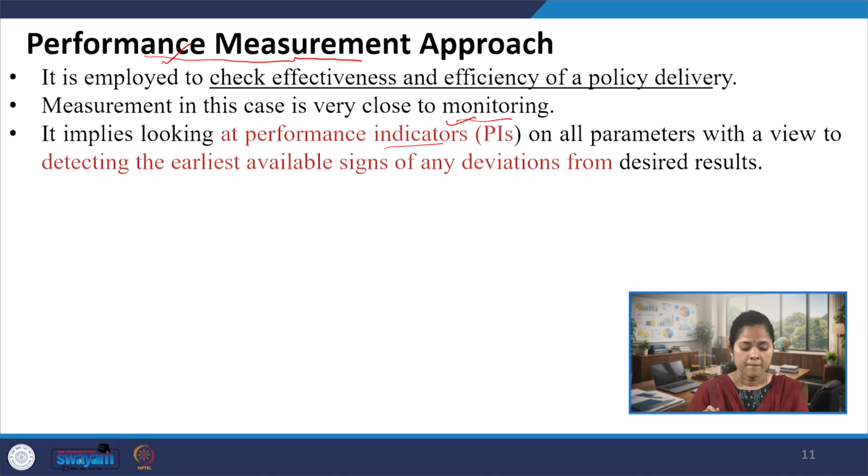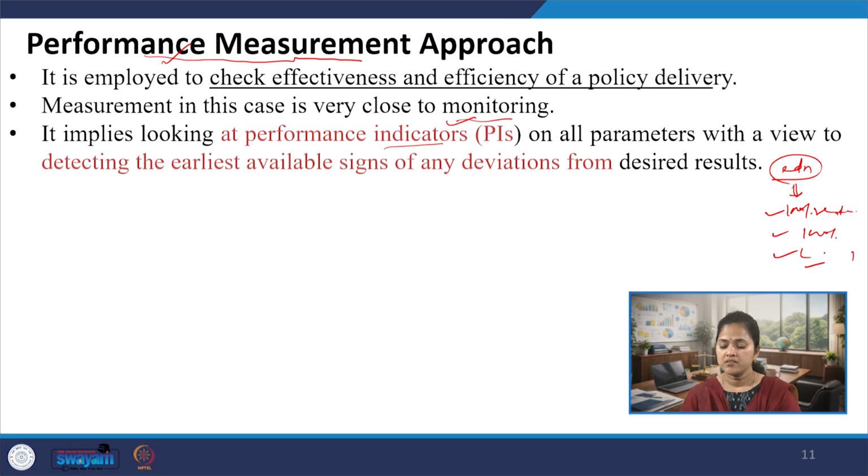Okay. So let's say that we are implementing a policy related to education. What are the likely outcomes or the targets of this education policy? That there should be 100% retention of students, and the second could be that attendance should be nearly 100%. There should also be scholastic development of students.